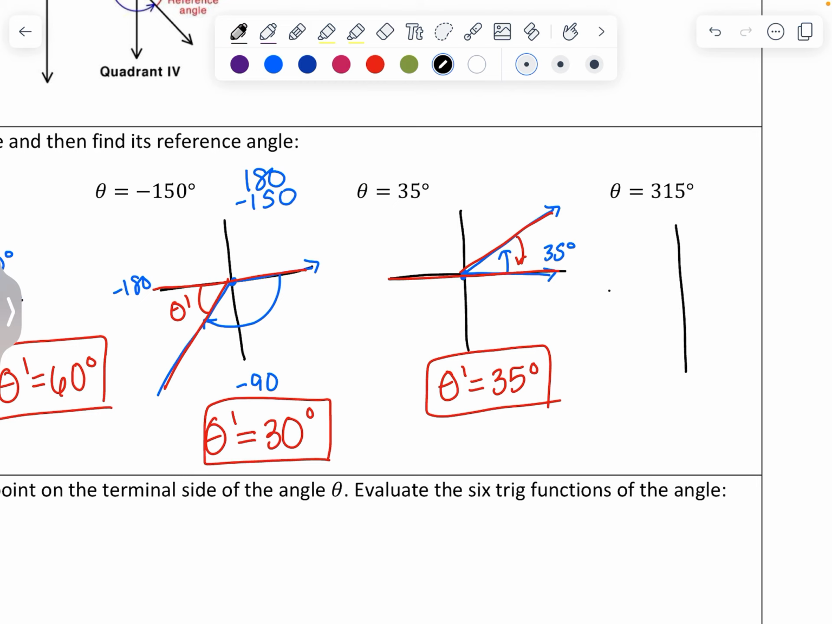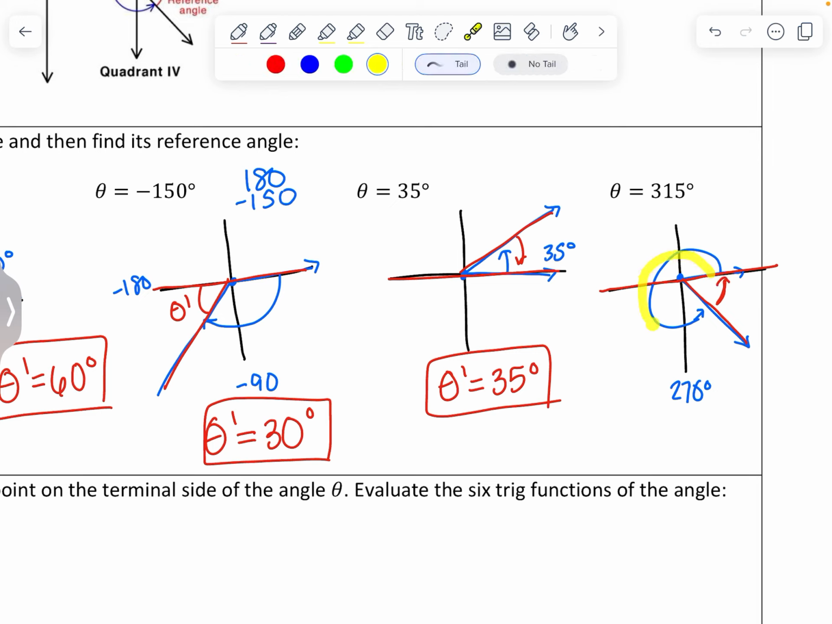And then one more, 315. So for 315, we got to go almost all the way around our circle into the fourth quadrant. Remember, that's 270. And we're about halfway. So 270 plus 45 would be 315. So we're right there. And then our reference angle is going to be our x-axis and our terminal side, and we want the smaller one, so this angle right here. So because the whole thing makes a full revolution, which is 360, we can find just the piece that's missing by taking 360 minus 315, which would leave us with 45 degrees.